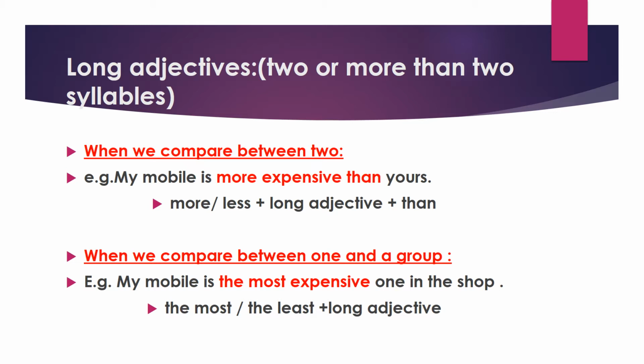But when we want to compare between one and a group, I say, my mobile is the most expensive one in the shop. I use the most or the least plus the long adjective, and that's the superlative form.